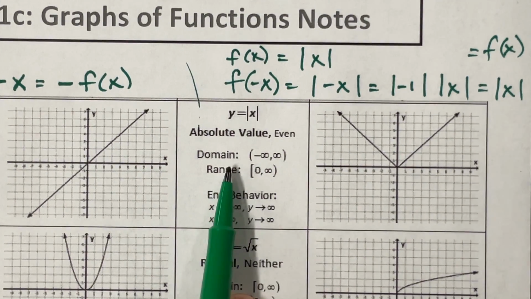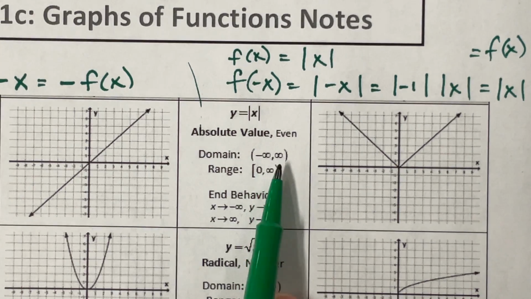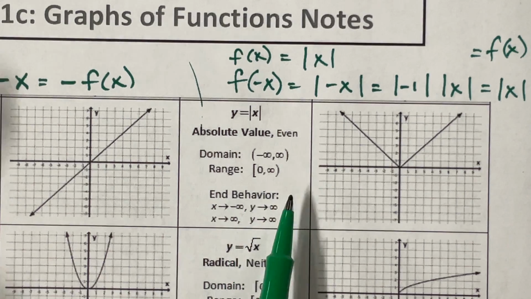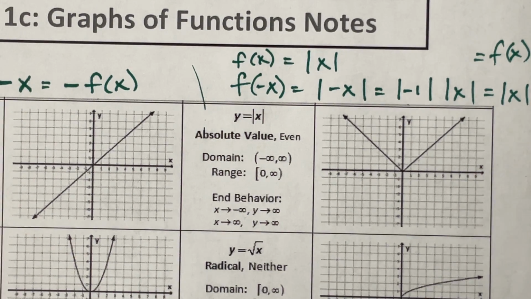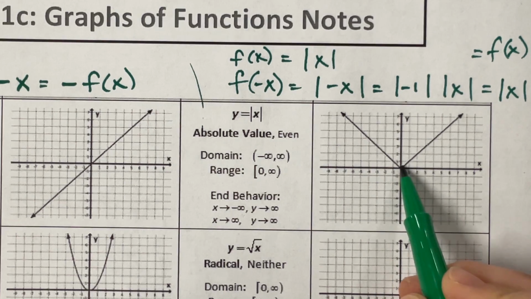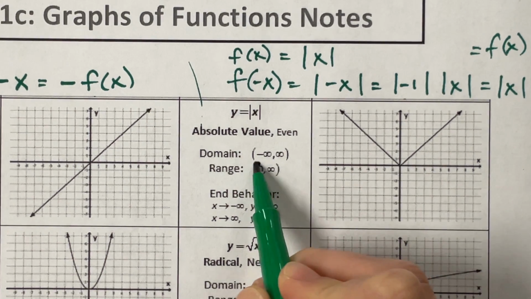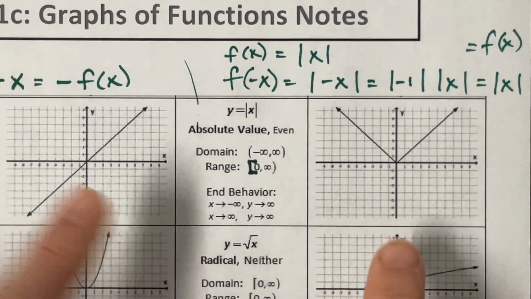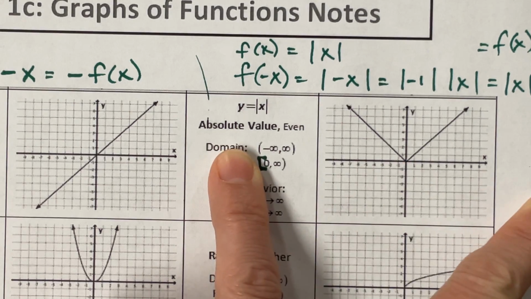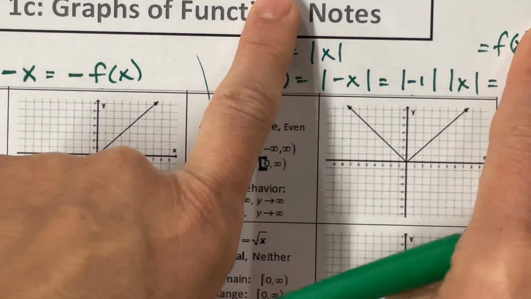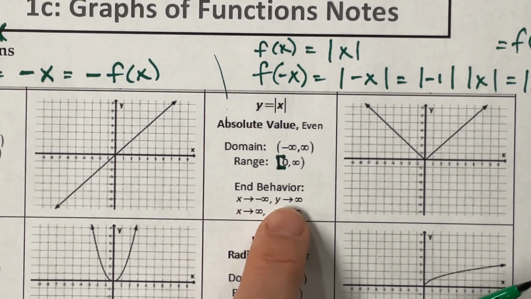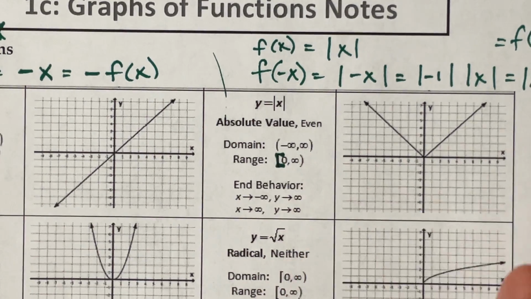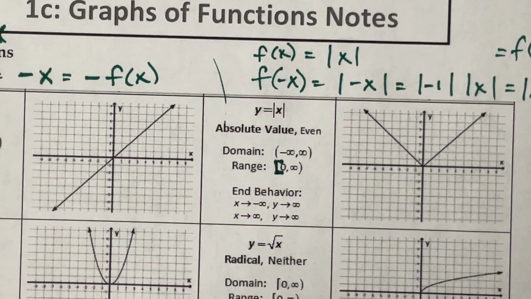Okay, so this domain, we can plug in anything we want forever. Any real number is good, so negative infinity to positive infinity. But we're only going to get positive numbers or 0. You do know that 0 is neither positive nor negative, but the absolute value of 0 is 0, so we include that. So it's got that hard bracket on 0, and it goes to positive infinity. The end behavior, as x goes to either negative infinity or positive infinity, the y value is going to positive infinity. And it's an even function, so it's got symmetry over the y-axis.